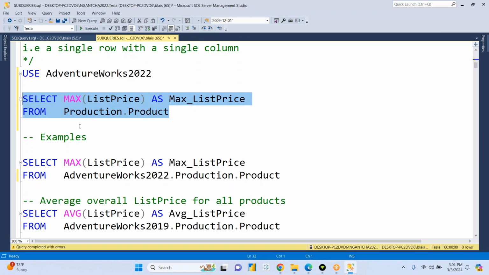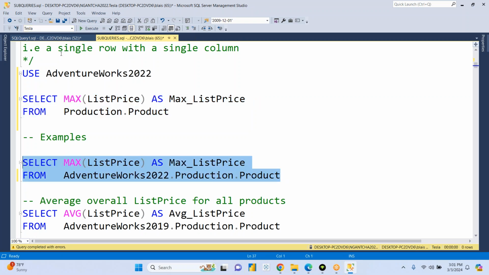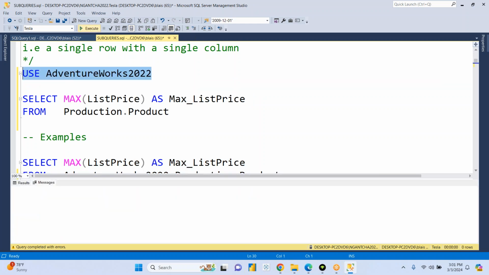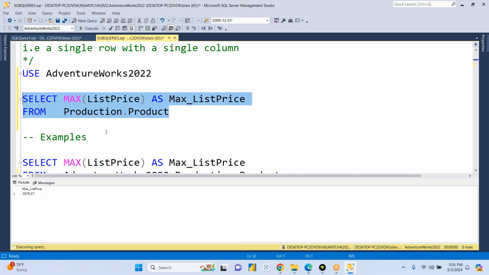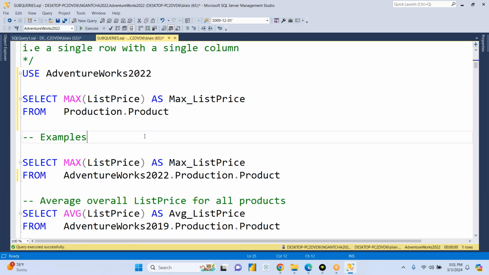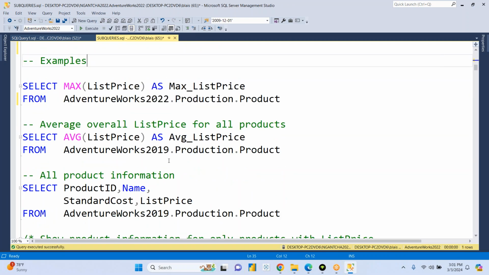So this has an advantage in the sense that your query will always run irrespective of the database. So this one, you must run this first, switch it to AdventureWorks, then run this against AdventureWorks. See, right, that's just something I wanted to draw your attention to. So every time you see 2019, just switch it to 2022. That's the database we have.